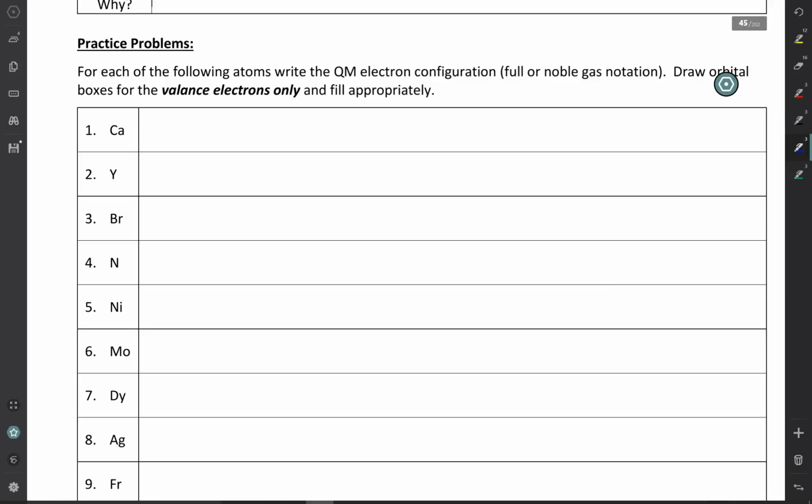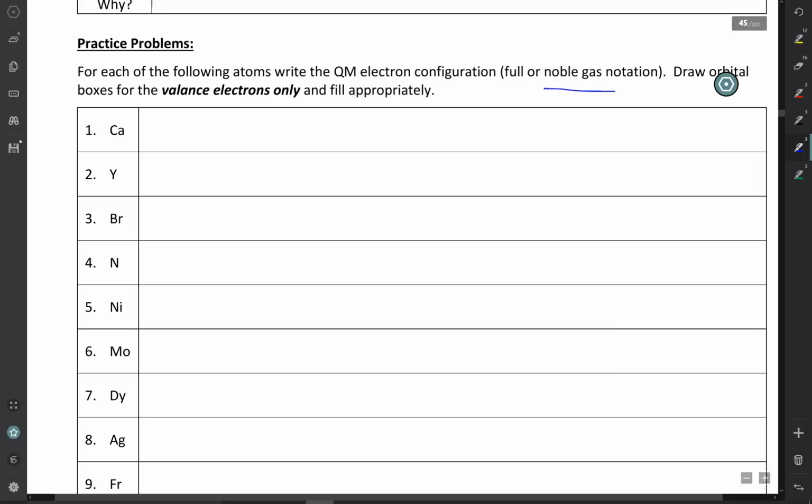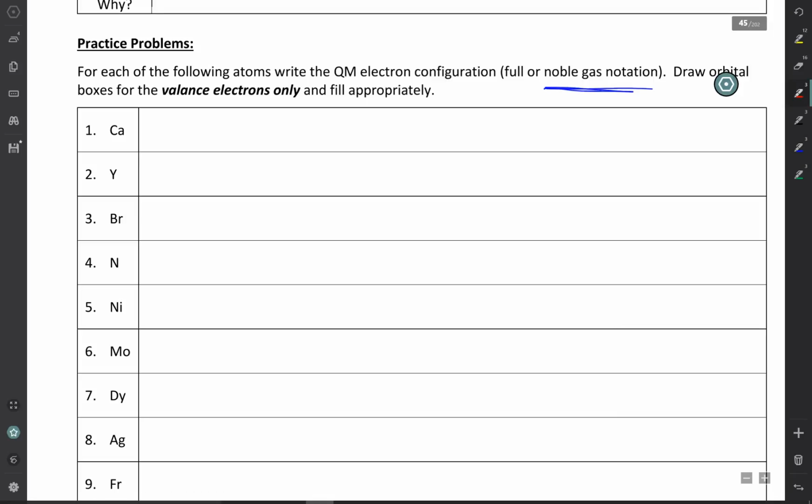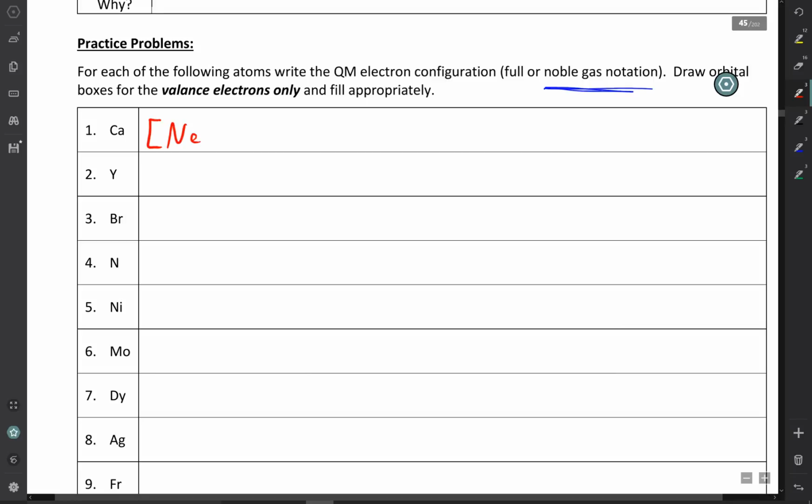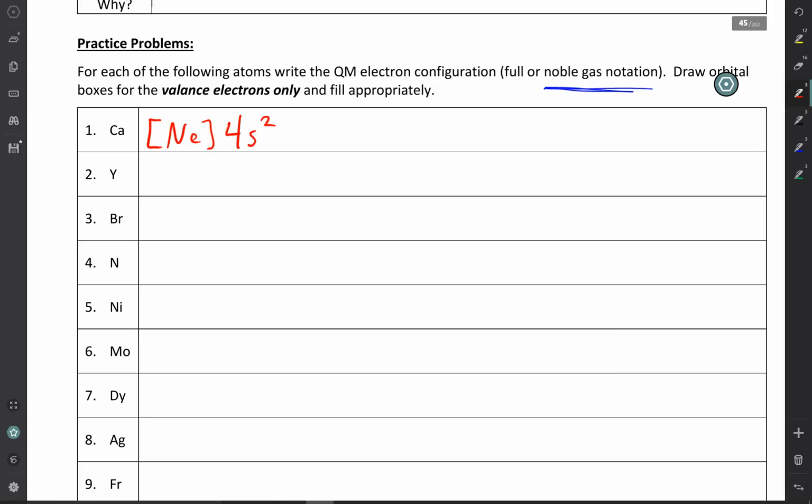So if I look at that first one, I've got calcium. I'm going to go ahead and write the noble gas configuration so that I don't take up quite as much space. The best way to do that is to figure out where calcium is on the periodic table. Go back to the last completely filled p sublevel. In this case it would be neon. And then just fill out the configuration from there. It'd be neon 4s2.